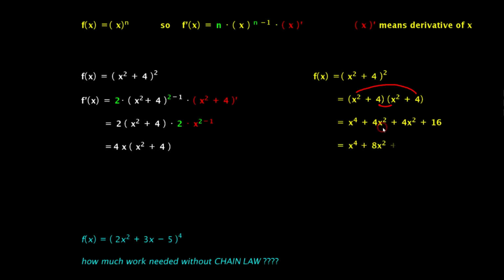Simplification: x to the 4, 4x squared. 4x squared is 8x squared plus 16. Derivative of that, that's the basic one. See the size of the math, how big it's getting. We just simplified it. Now we use f prime of x.